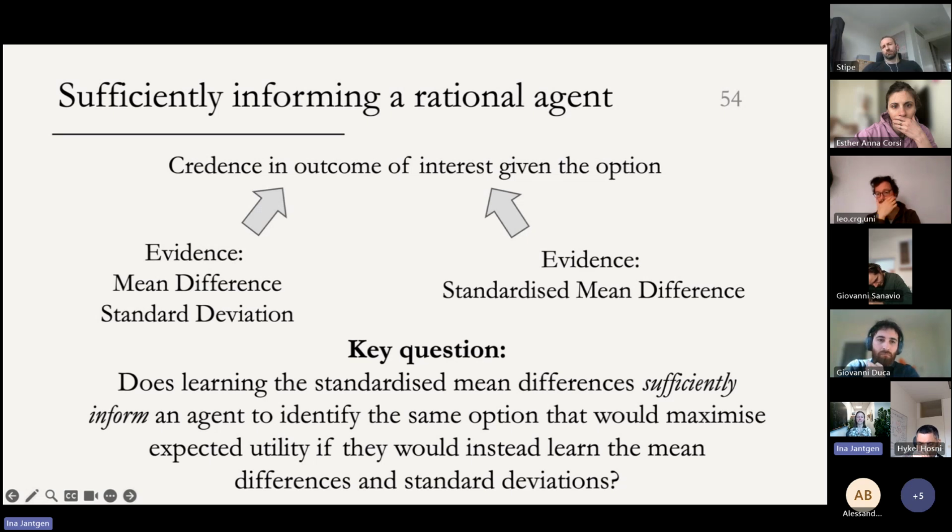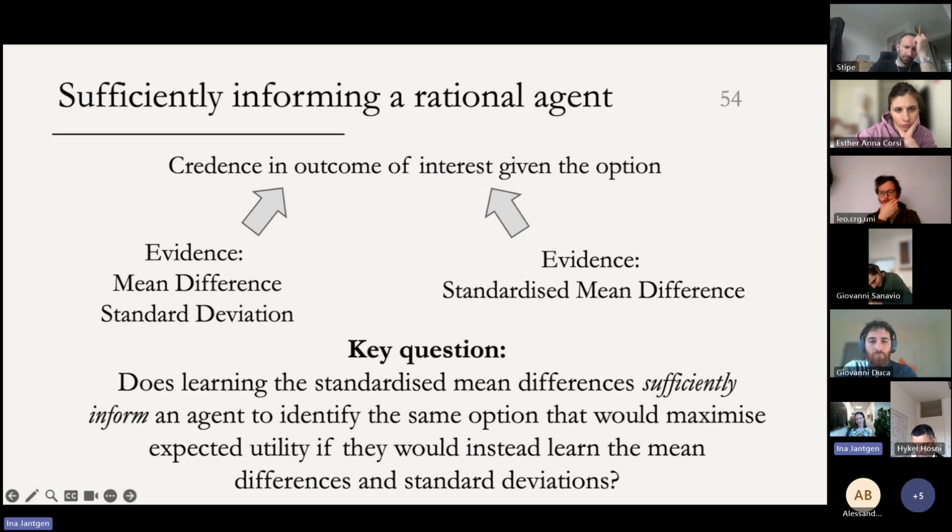Okay. But of course, even though the standardized mean difference can never provide an agent with more information compared to the underlying mean difference and standard deviation, it could in principle provide an agent with just the same amount of information needed to make a rational decision. So in other words, the question I'm interested in is, when, if ever, does learning the standardized mean difference sufficiently inform an agent to identify the same option that maximizes expected utility, that the agent would choose if they had instead learned the mean difference and the standard deviation?